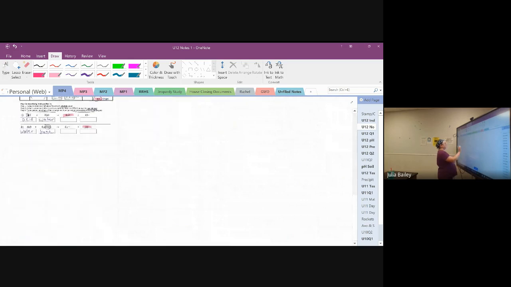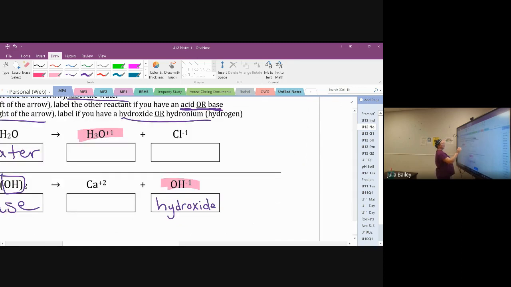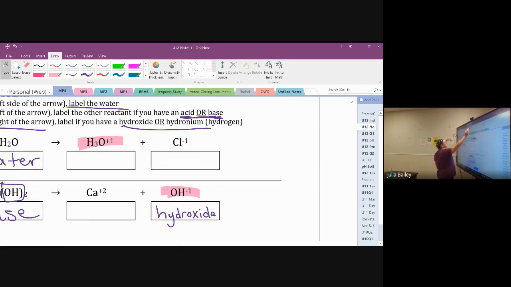So that one, match it. That one's hydroxide. And you can copy the name from the chart. And then this other one must be hydronium. And if you forgot how to spell it, well, lucky for you, I literally wrote it out in front of you in the instructions. So this one's hydronium.